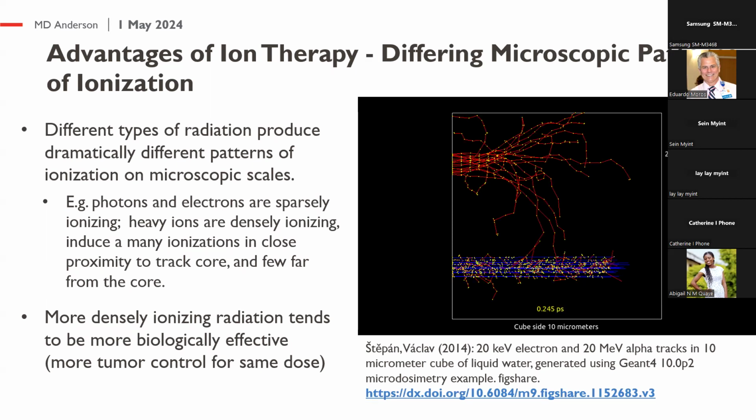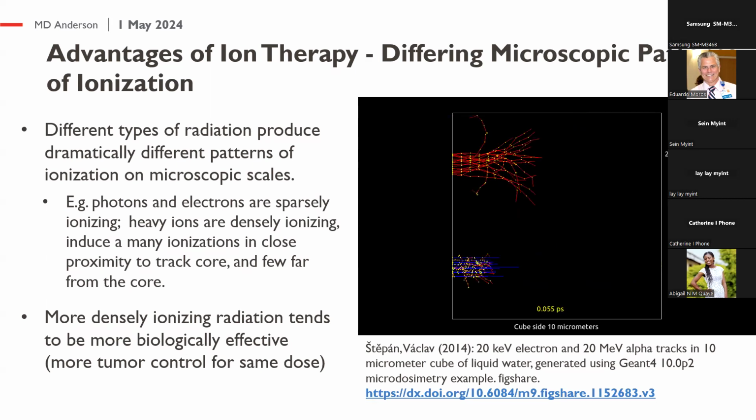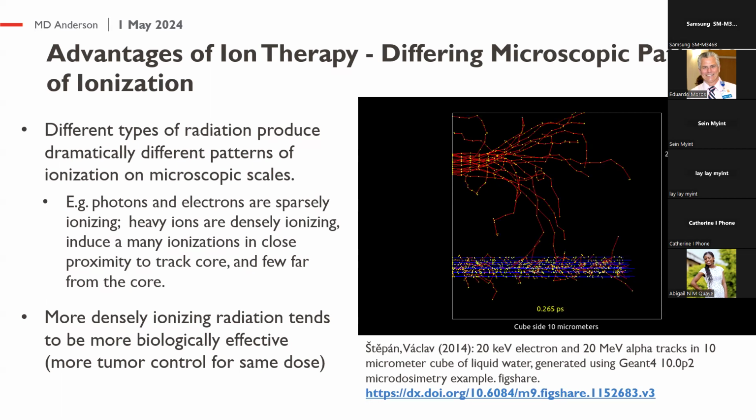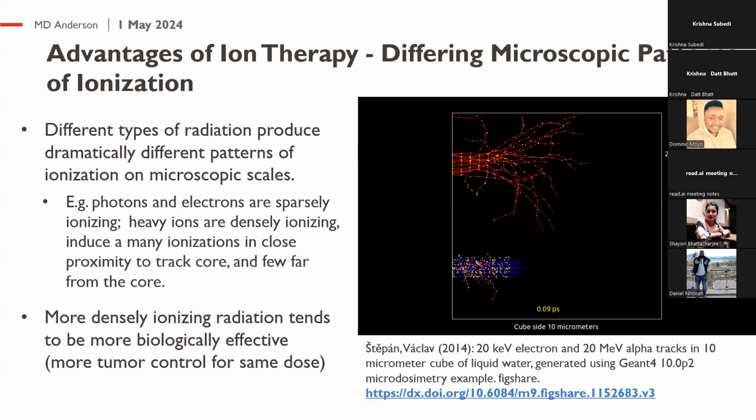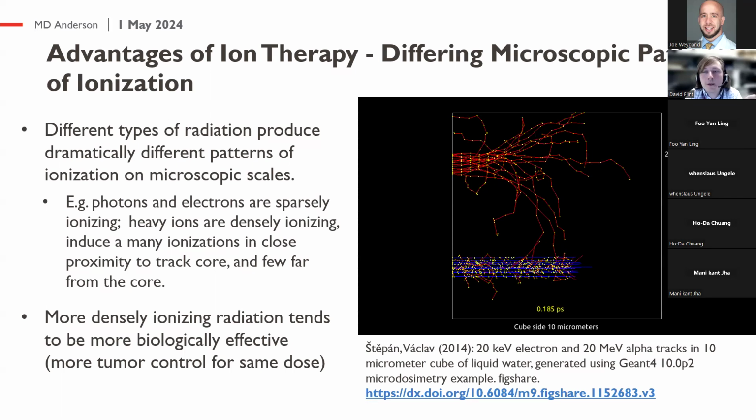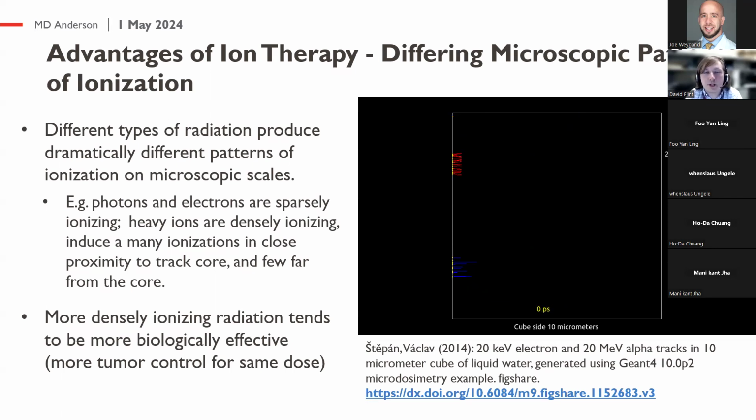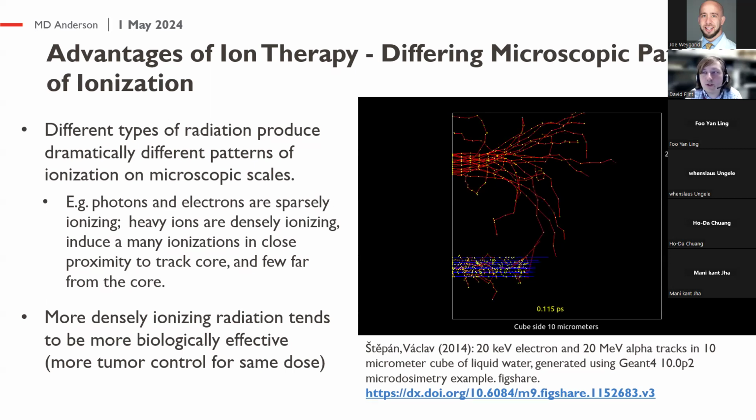So here on the right, you can see an animation from a Monte Carlo simulation that tries to show that. In blue on the bottom are helium ions, and they're producing these red secondary electrons from the yellow ionization events. And on the top, you can see an electron beam in the same setup. But just look at how short the range of those secondary electrons produced by the alpha particle beam is. All of the dose that the alpha particles are depositing is really densely ionizing.